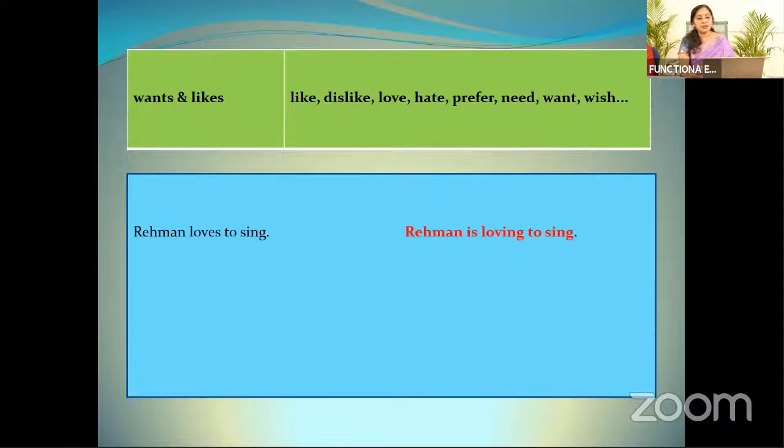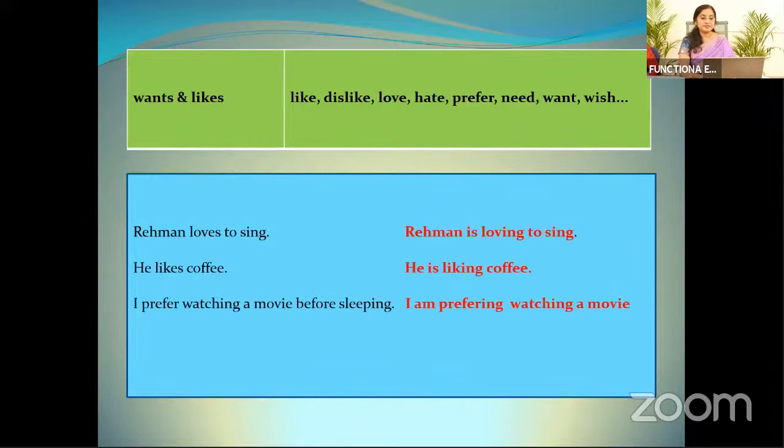For example, Rahman loves to sing. What does he like? He loves it. You can never say Rahman is loving to sing. Anytime he loves it. He likes coffee. He is liking coffee is incorrect.